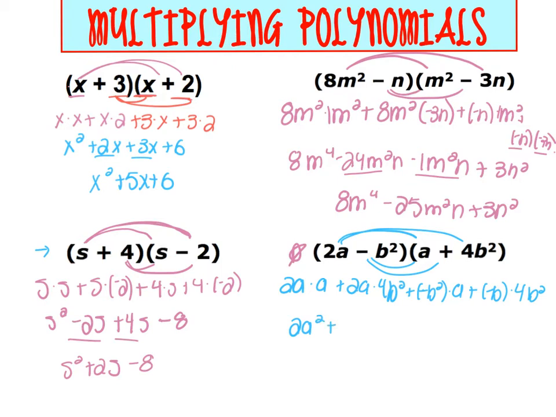2a times 4b squared, 2 times 4 is 8, and then I get ab squared because I multiply those together. This is a negative 1, so this becomes a negative 1 ab squared. Negative 1 times 4 is negative 4. b times b squared is b to the 3rd. And then I can combine my like terms. I get 2a squared plus 7ab squared minus 4b to the 3rd.